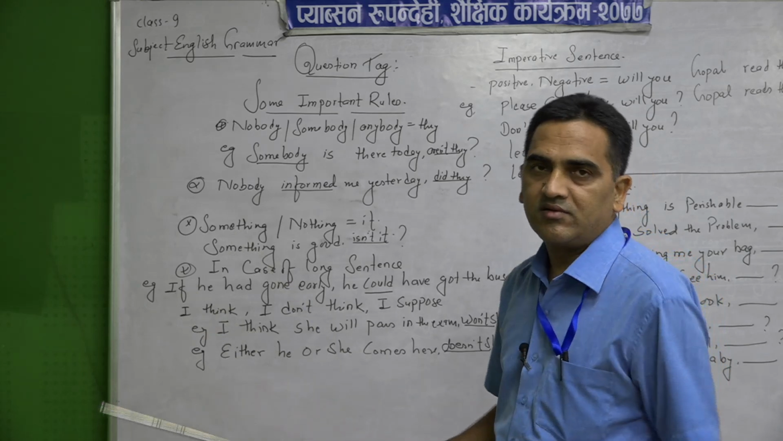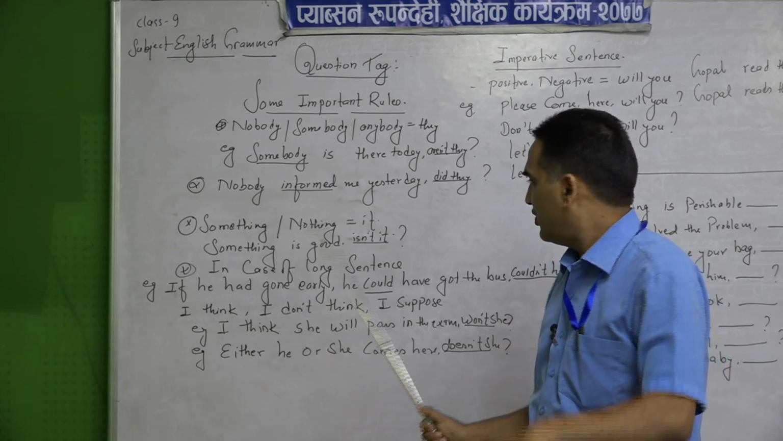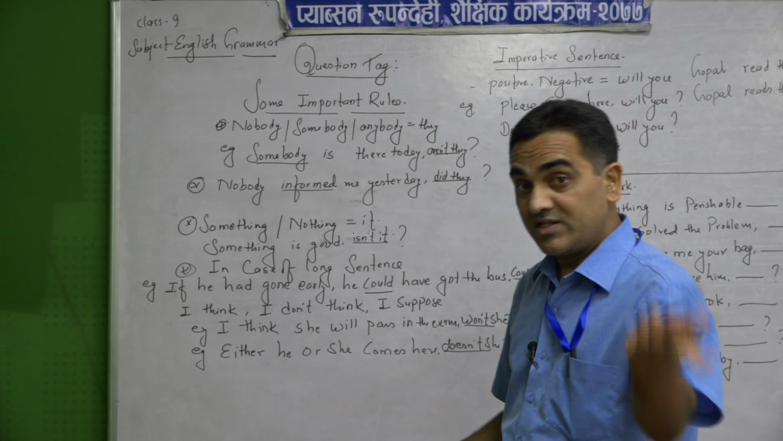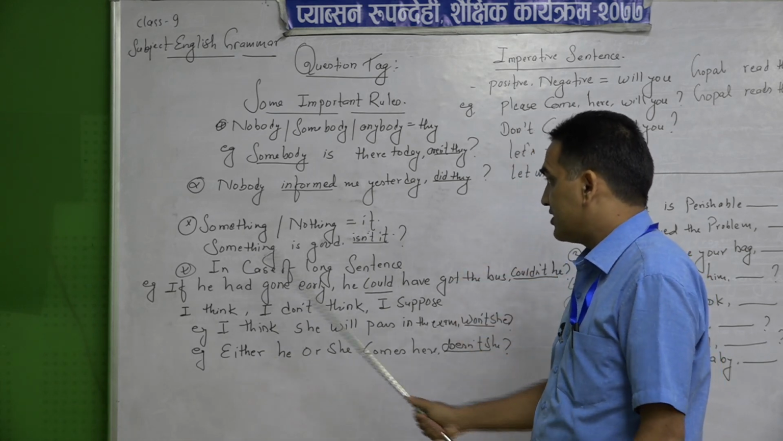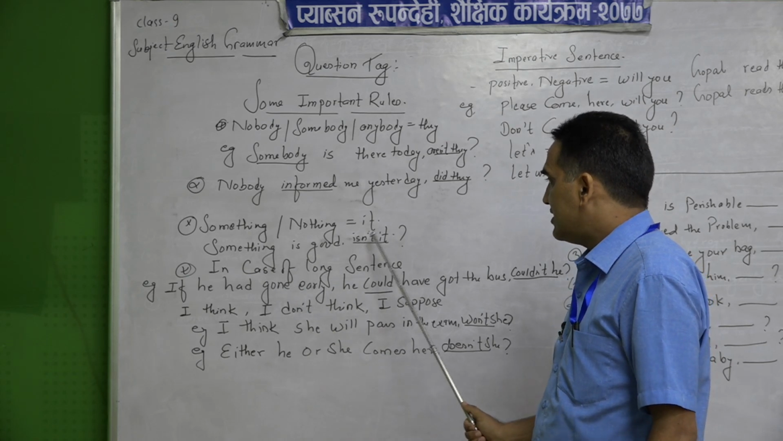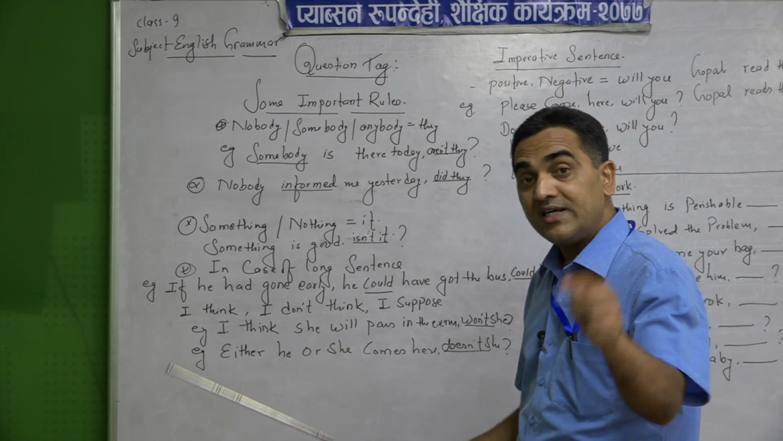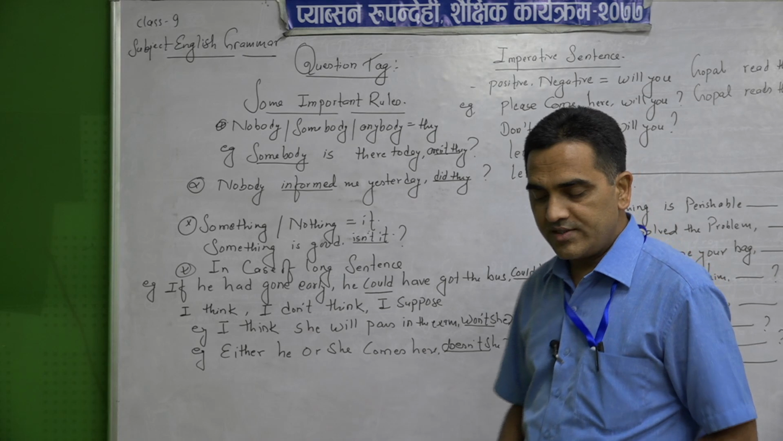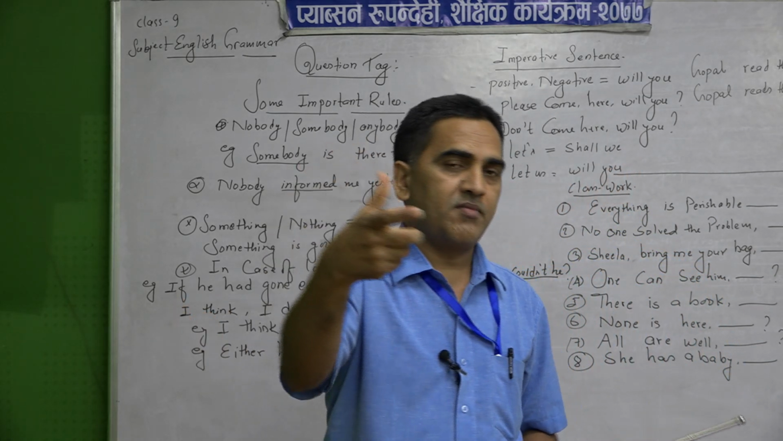My dear students, another rule: when you see something or nothing as a subject in the statement, they change into it. Something is good, nothing is good, these should be changed into it. For example, something is good, isn't it? Is is the auxiliary verb, that's why we write isn't it.